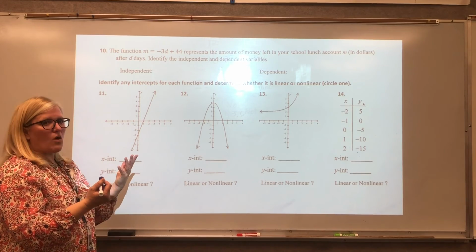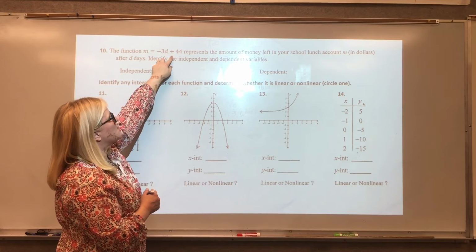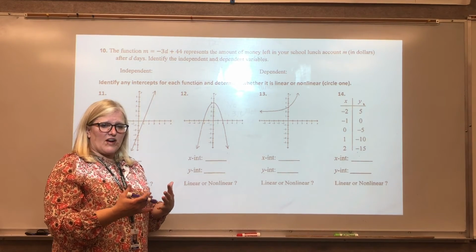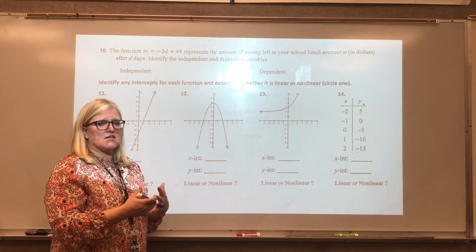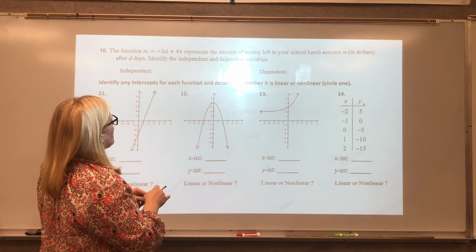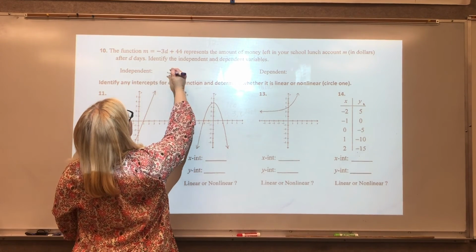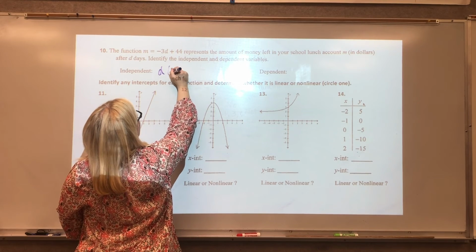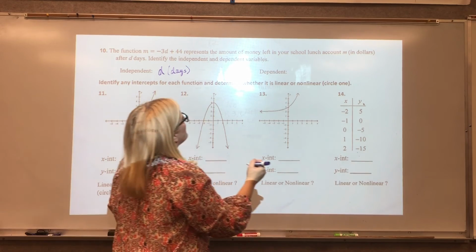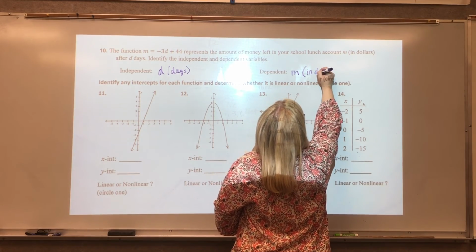Okay, if I rewrote this, I could rewrite this y equals -3x plus 44. And remember that the independent variable is always the x value, okay? So my independent variable is d, that's how many days, so days. My dependent variable is m in dollars, so m for money.